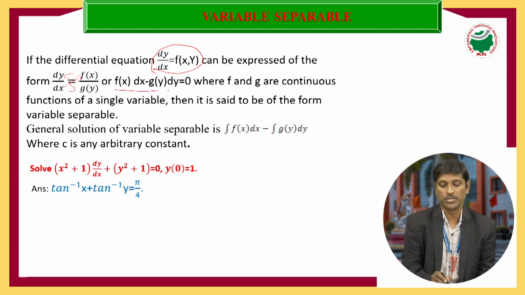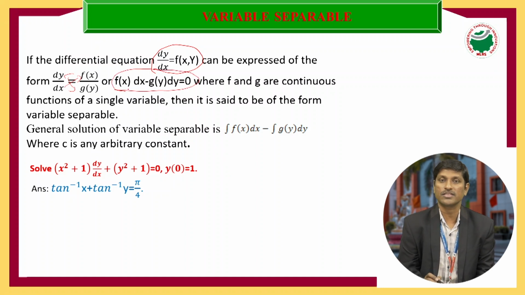By taking all the terms to one side, we get f of x dx minus g of y dy equal to 0, where f and g are continuous functions of a single variable. Here x is one variable and y is another variable, each a single variable, right? Then it is said to be of variable separable form.